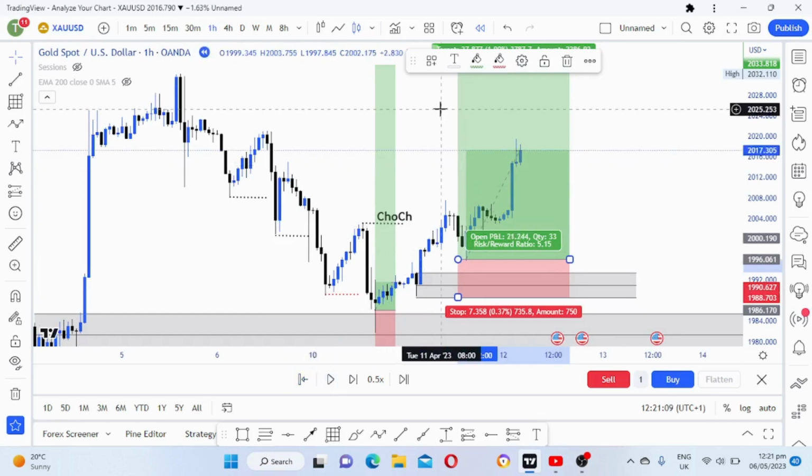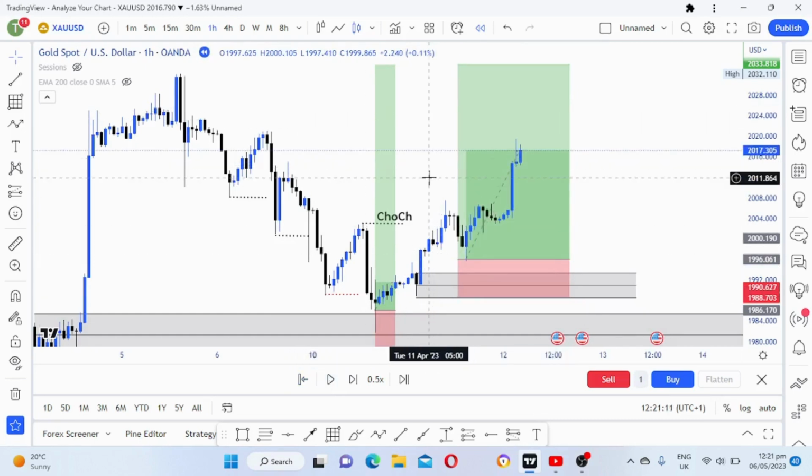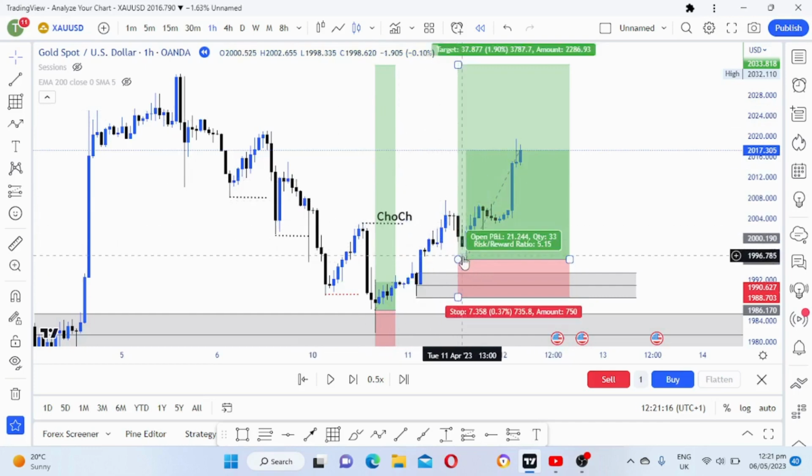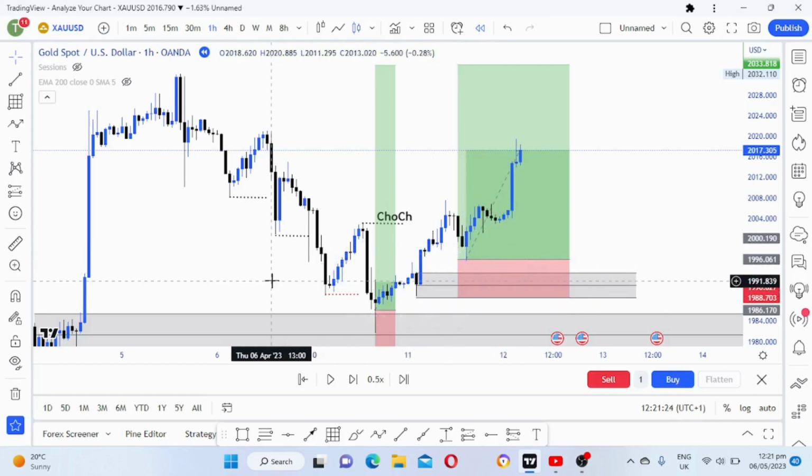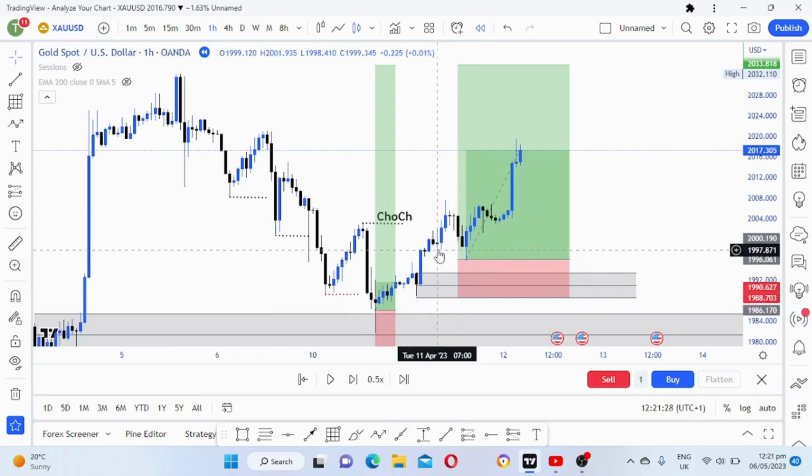Okay, let me just quickly go back. Okay, there is a change of character, and this is the pullback, guys. This is the pullback. So you would have entered here on the pullback. So this was just inducement.